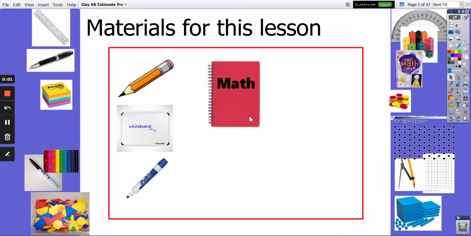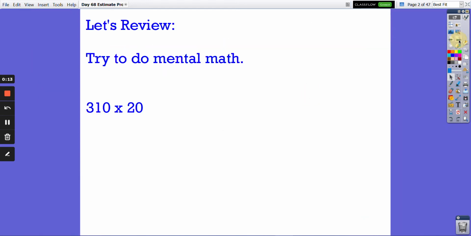Okay, welcome back. So at the top of your notes page, it should say multiply and divide whole numbers, estimate products of multi-digit whole numbers. All right, so let's go ahead and get to it.